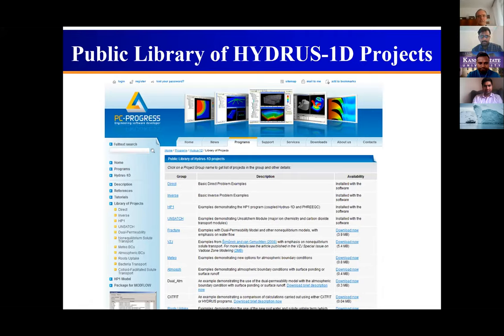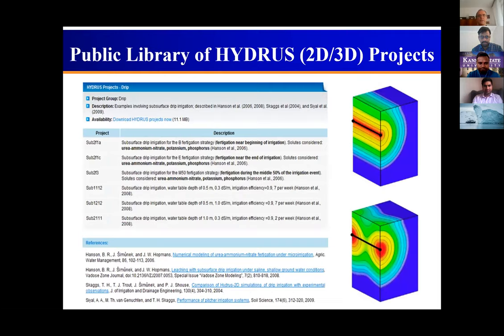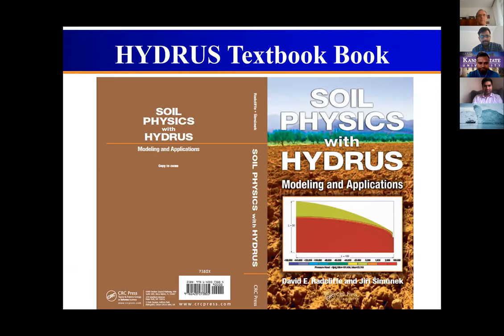For example, bacteria transport, there are examples there. Coupled water, vapor, and energy, there are examples there. Isotope transfer, there are examples, as well as preferential flow, etc. So we always post these examples, such as subsurface drip irrigation. We post both the examples as well as the papers in which we published these examples.